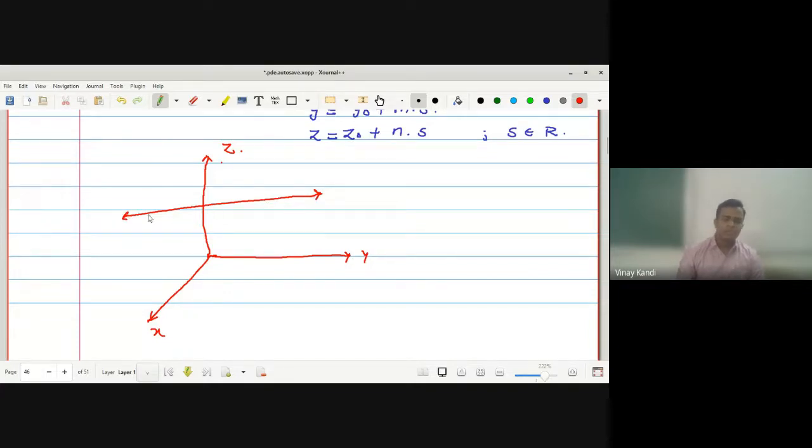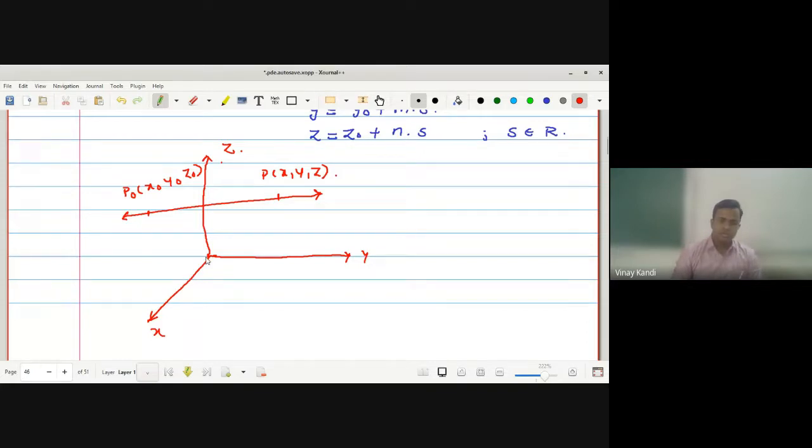To find the equation of this line with parameter t, you must know a point P naught, which is (x naught, y naught, z naught). This is the coordinates of P naught, where P naught is a point on the line. And in general, any point on the line is P (X, Y, Z).